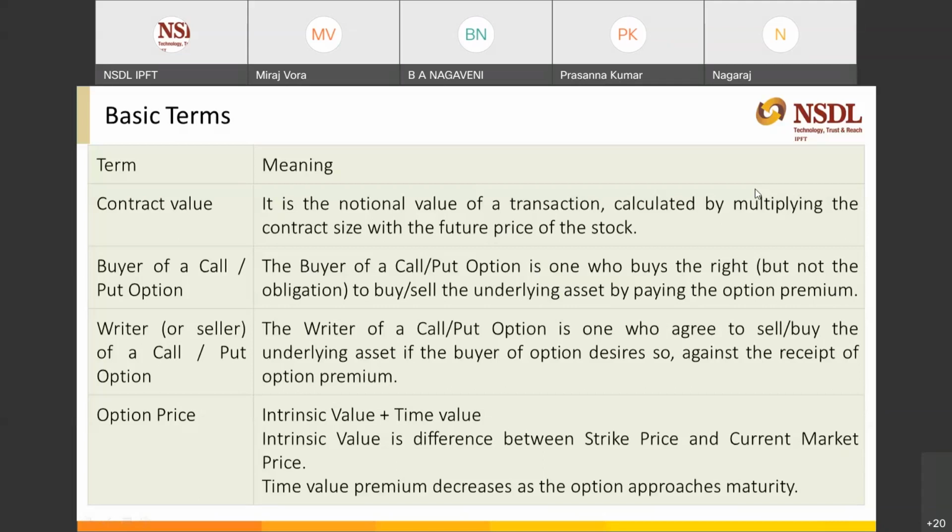Now, how much time is remaining would be the additional premium which the buyer has to pay to buy that particular time. So that will be intrinsic value plus time value. Now the time value would slowly decrease as you near the maturity, as the probability of that particular price coming will be reducing.